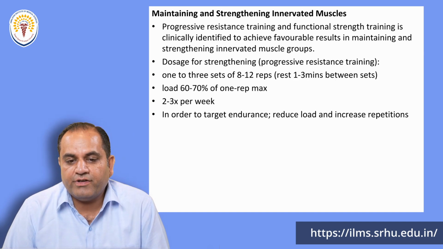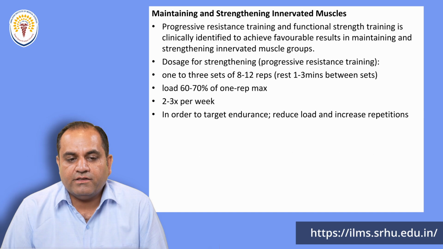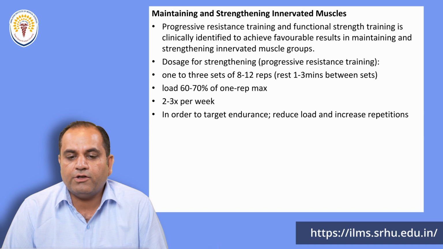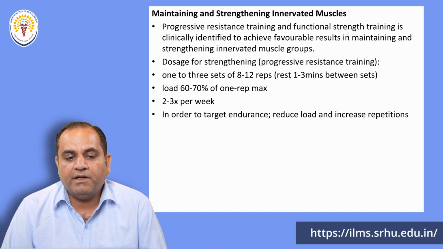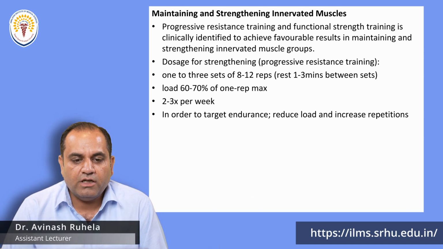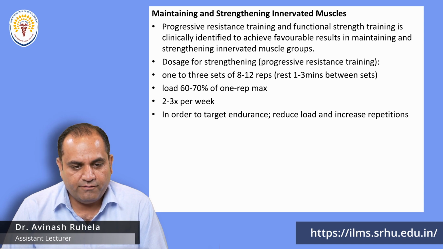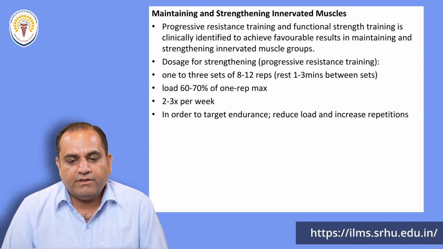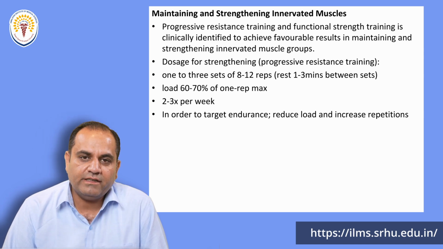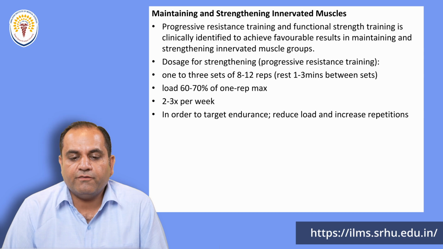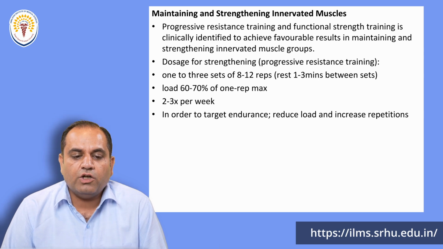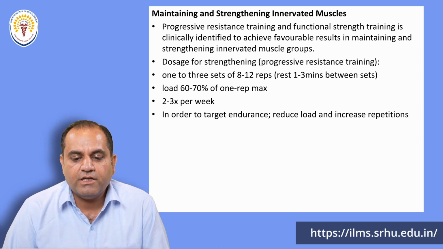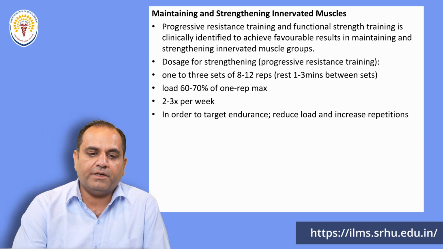Now, to maintain and strengthen the inverted muscles, we can do progressive resistance training, and functional strength training is clinically identified to achieve favorable results in maintaining and strengthening the inverted muscle group. Dosage of the strengthening includes 1 to 3 sets of 8 to 12 repetitions with rest of 1 to 3 minutes between the sets, a load of 60 to 70% of repeated maximum, 2 to 3 times per week. In order to target endurance, reduce the load and increase the repetition.